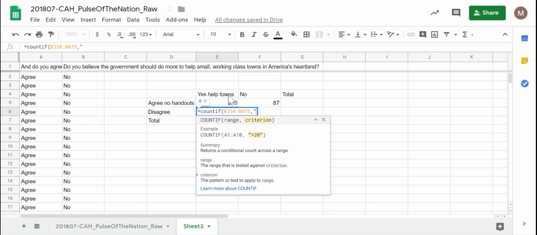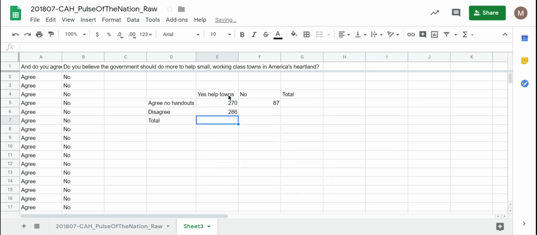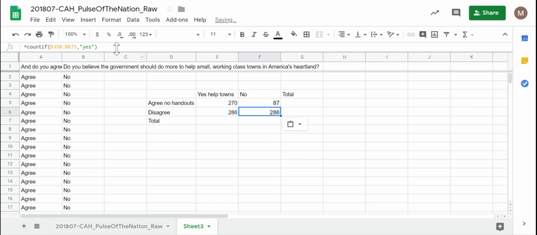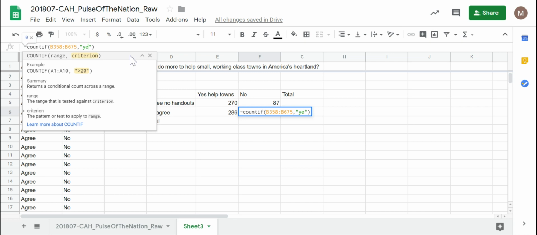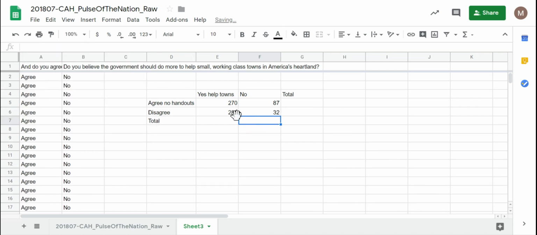We're still under the yes, people who say yes. And here we're going to count the no's. And again, I'm going to be lazy and just copy and paste this formula over, but then change the word yes to no. There we go.